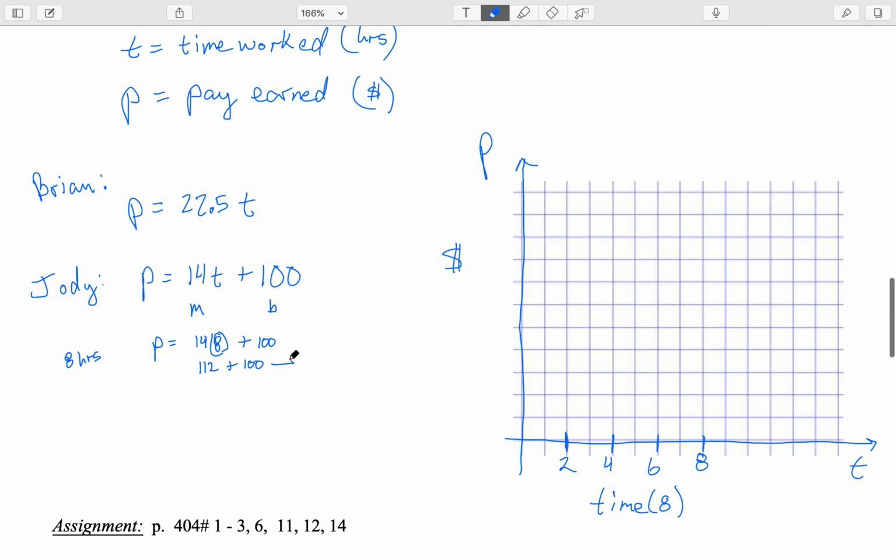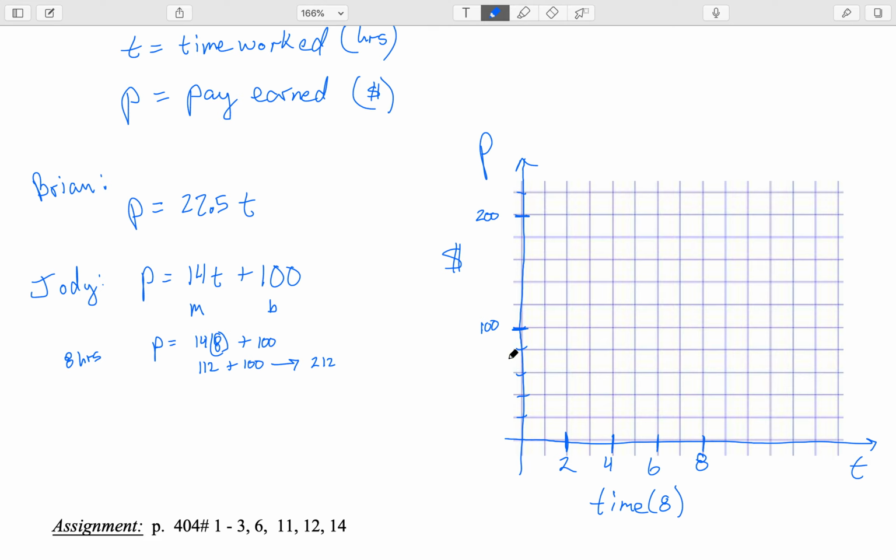So for a full 8-hour day, she would make $212. So that's the maximum she can get up to. So I need this to be around 212. So what? 10, 20, 30, 40, 50, 60, 70, 80, 90, 100. Nope, I can't count by 20s. 20, 40, 60, 80, 100, 120, 140, 160, 180, 200, 220, etc.